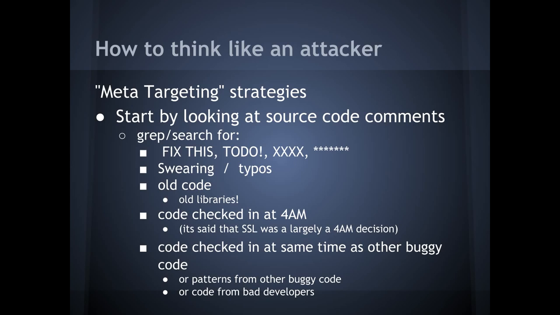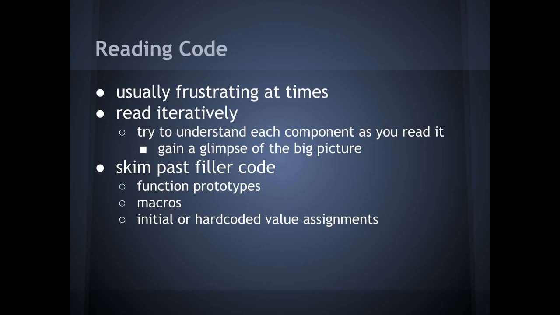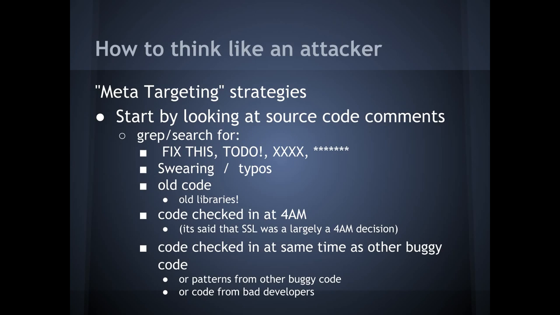Also look for code checked in by, if you happen to find bugs by one developer, like systemic bugs by one developer, look through his other stuff, and perhaps also, if it's a large amount of code, just target code checked in at the same time as the other bugs, and look for patterns from that buggy code or stuff like that. It's really preying on the weak, a lot of these strategies, but it does pay off.